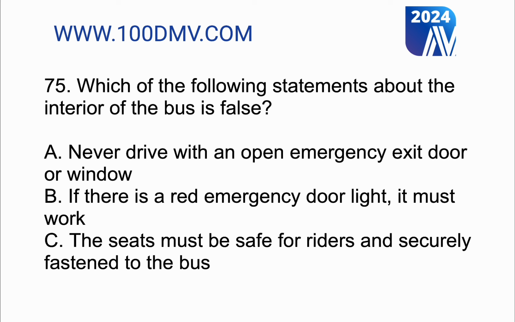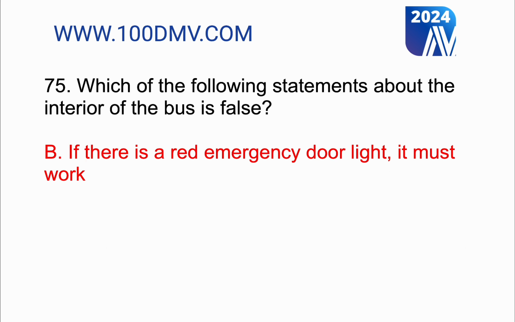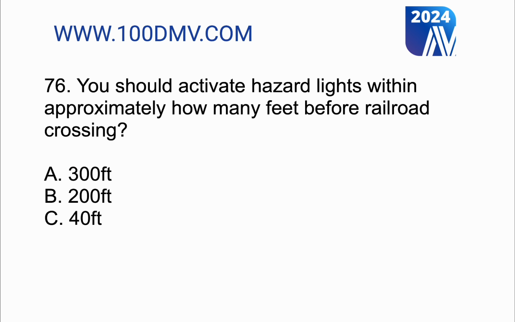75. Which of the following statements about the interior of the bus is false? A. Never drive with an open emergency exit door or window. B. If there is a red emergency door light, it must work. C. The seats must be safe for riders and securely fastened to the bus. Correct answer: B. If there is a red emergency door light, it must work.